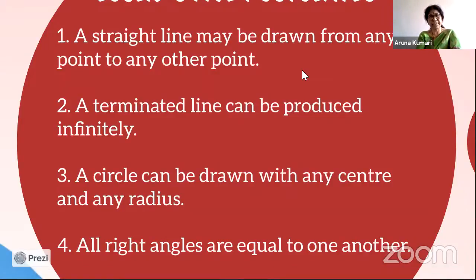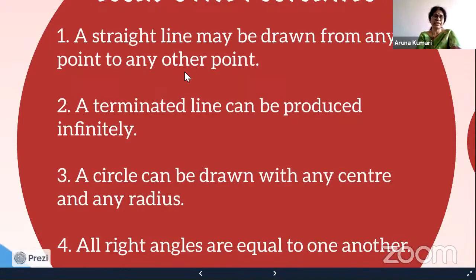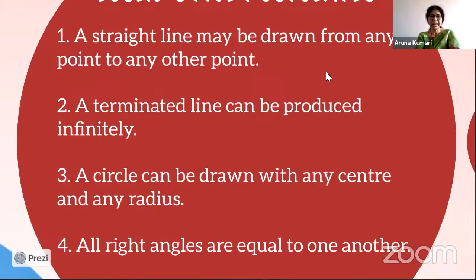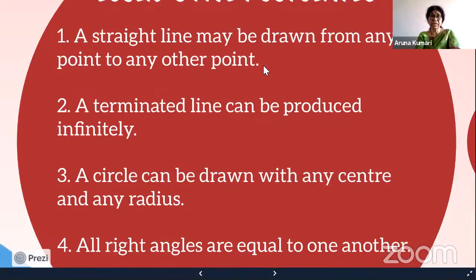Line segment, that is what it is called. You can draw so many straight lines also. But to draw a straight line, you have to add 2 points. This is the point. Again, point. You have to know that. Here you will know that the ends, that means the boundaries of a line, are nothing but points, isn't it? Next, a terminated line can be produced infinitely.